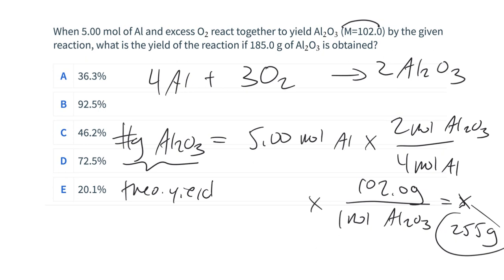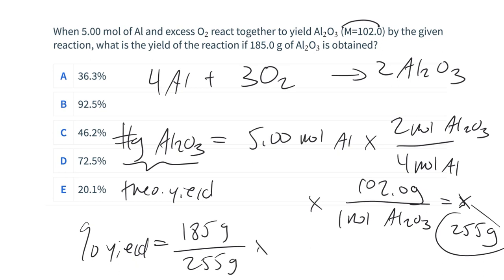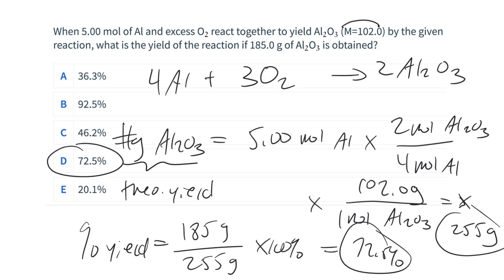And if we only get 185 grams, we divide by the theoretical yield and multiply that by 100%. Because I worked this out yesterday, I remember mathematically that would calculate out to be 72.5.